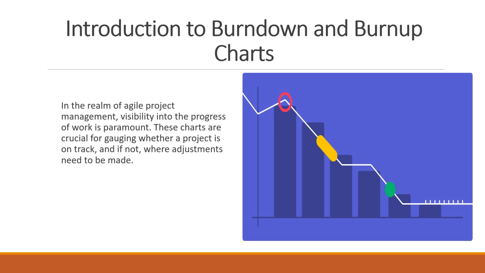In the realm of agile project management, visibility into the progress of work is paramount. To this end, visual tools like burn down and burn up charts are employed to provide a snapshot of the team's progress against planned work. These charts are crucial for gauging whether a project is on track, and if not, where adjustments need to be made.